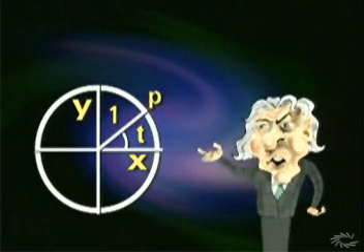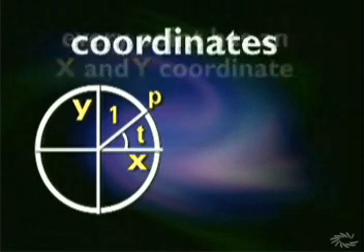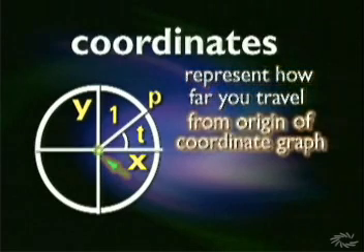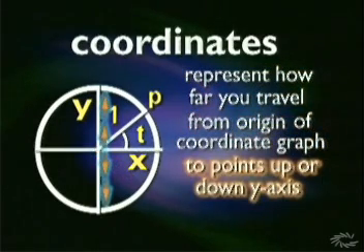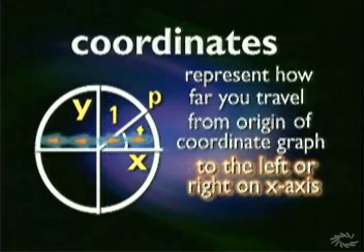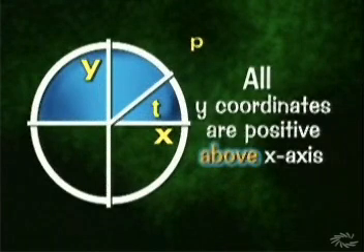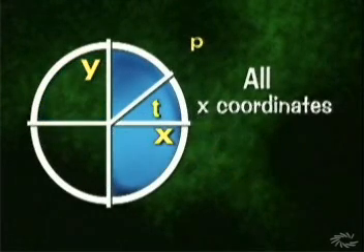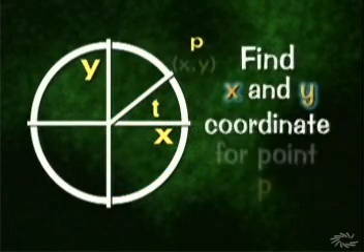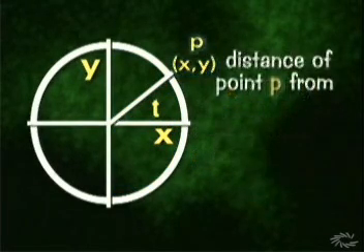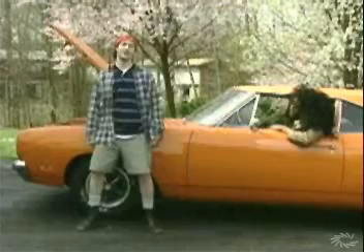If you remember your algebra, you remember that every point has an x and y coordinate. The coordinates represent how far you travel from the origin of the coordinate graph to points up or down on the y-axis and to the left or right on the x-axis. And just one more quick reminder. All y-coordinates are positive above the x-axis. X-coordinates are positive to the right of the y-axis. You're going to find an x and y coordinate for this point P. The distance of point P from the x and y-axis is what gives us point P's 2 coordinates.